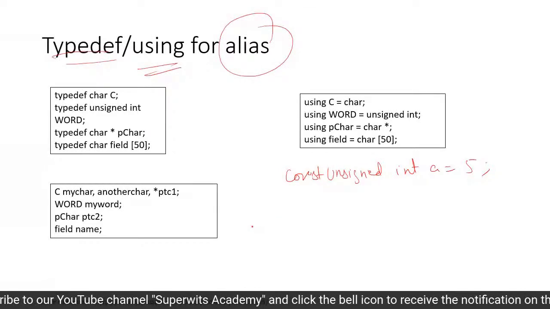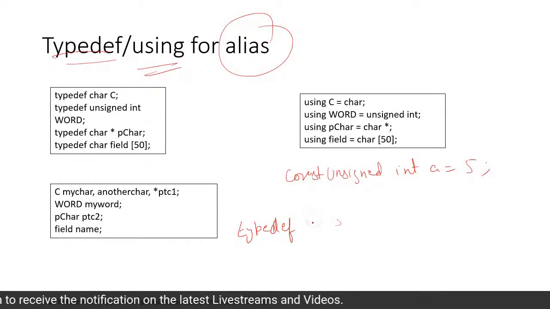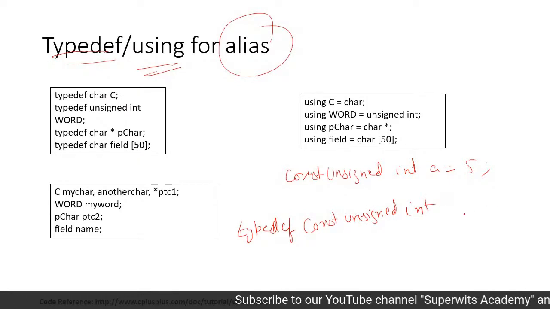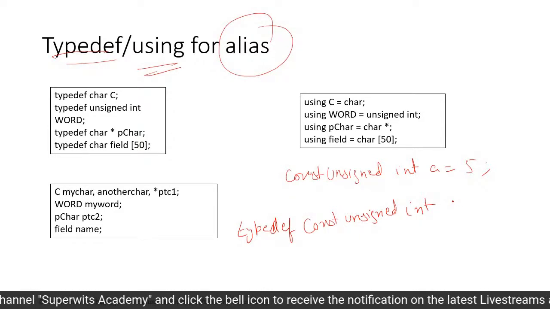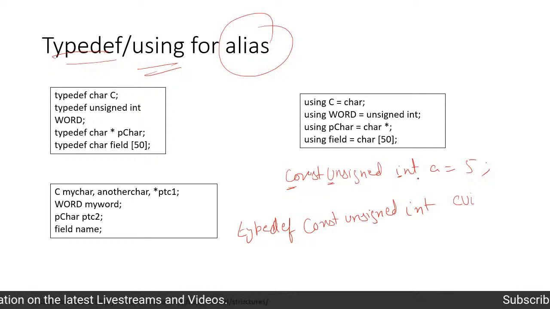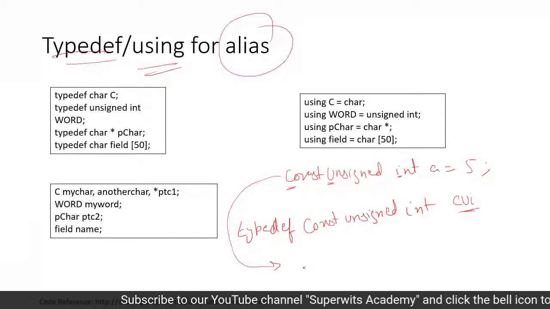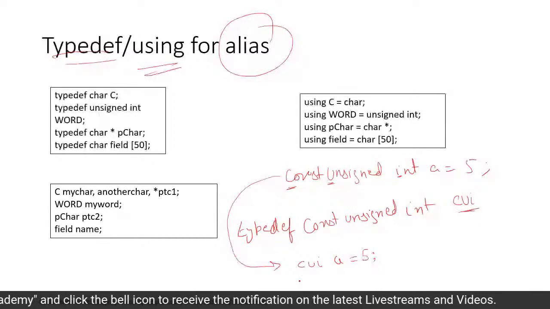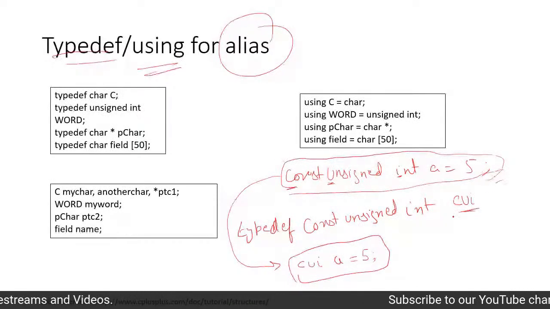What if I use typedef? Typedef const unsigned int, and then after a space I'll put, let's say, CUI. Every letter defines the first letter of each keyword, so CUI. Next time whenever I want to declare this particular statement and initialize the value, I can simply write CUI a equals 5. Now look at the length of this instruction compared to the previous one. So this is what you can do.